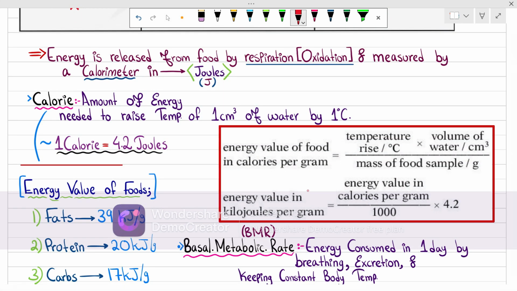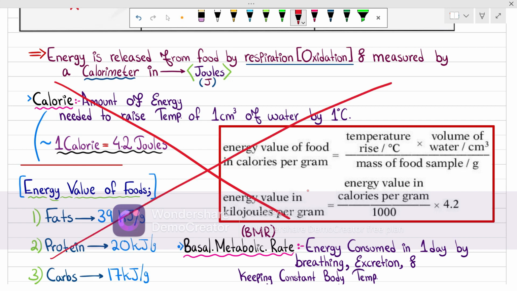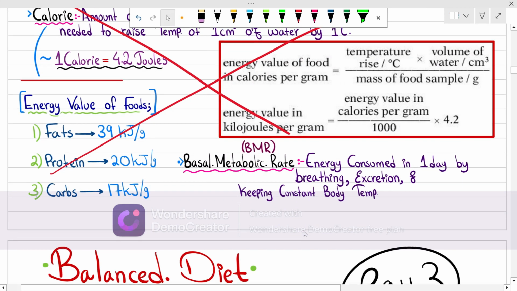We're going to skip this part regarding calories, as this part is excluded from the new syllabus.